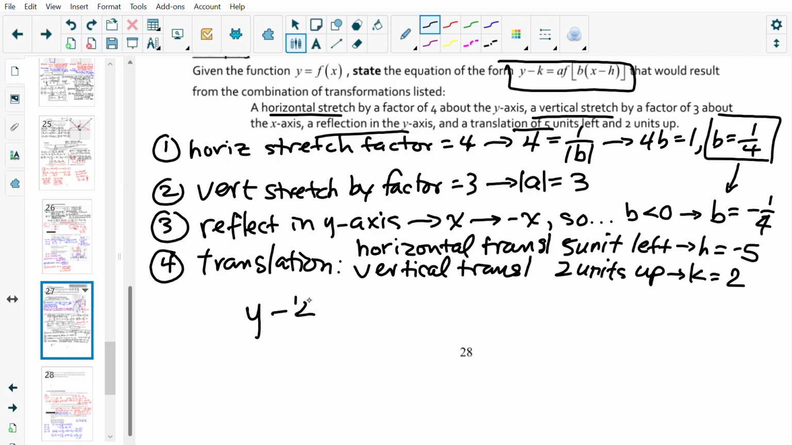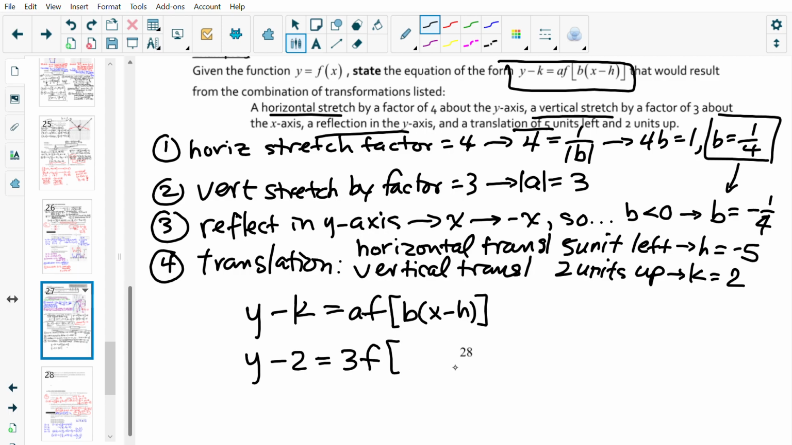So y minus k equals a times f of b times x minus h. Let's fill in all the values. Y minus 2 equals an a value of 3, f of b value of -1/4 times x minus -5, which is x plus 5.